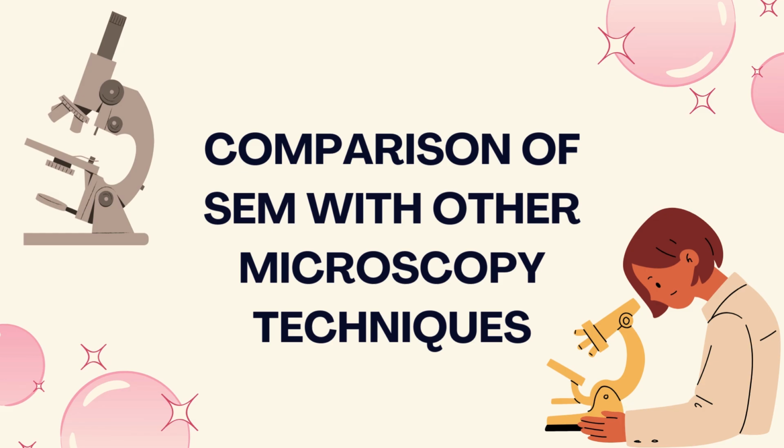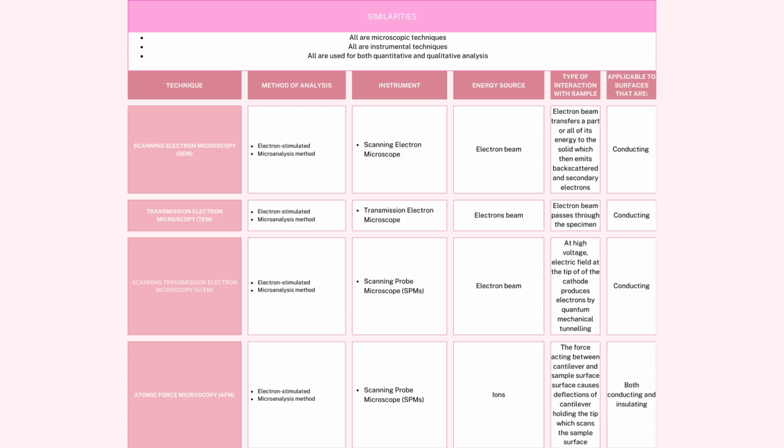Then we will move on to the comparison of scanning electron microscope with other microscopy techniques. The similarity of scanning electron microscopy with other microscopy techniques is they are all microscopy techniques, they are all instrumental techniques, and they are all used for both quantitative and qualitative analysis. And then for the method of analysis, all four of the microscopy are advanced methods and microanalysis methods.